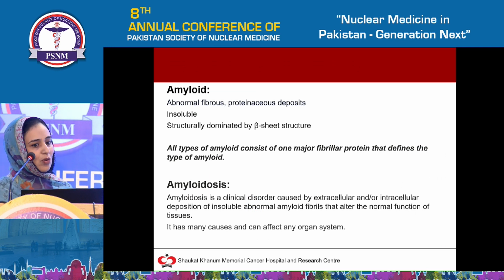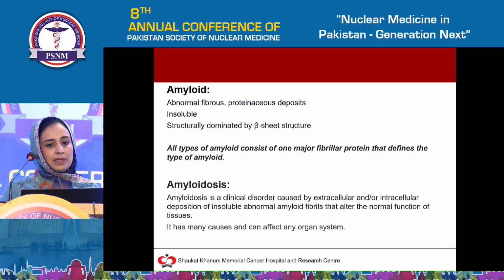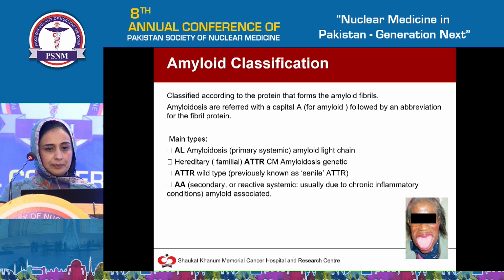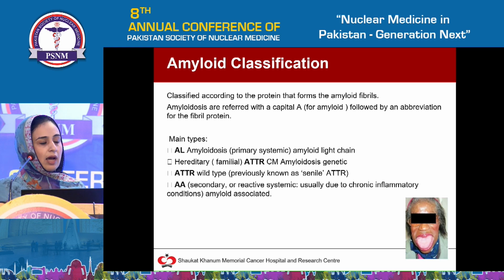So as we know, amyloid is a fibrous proteinaceous deposit which is insoluble, and it has characteristics specific to it on microscopy. When it accumulates extracellularly or intracellularly in organs and gives a systemic clinical disorder, it's called amyloidosis. Now, amyloid is classified according to the protein fibrils it forms. The amyloidoses are referred to with a capital A for amyloid, and then the abbreviation of the fibril protein next to it. That's how they classify it.